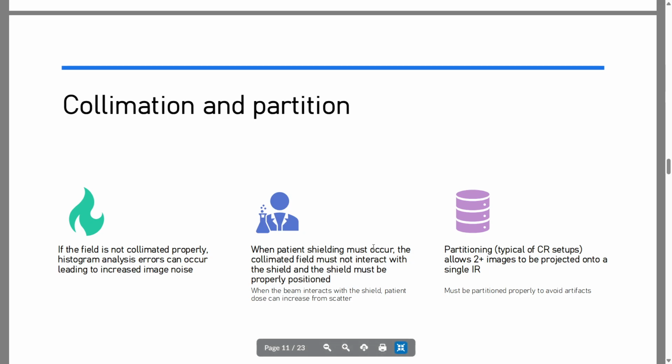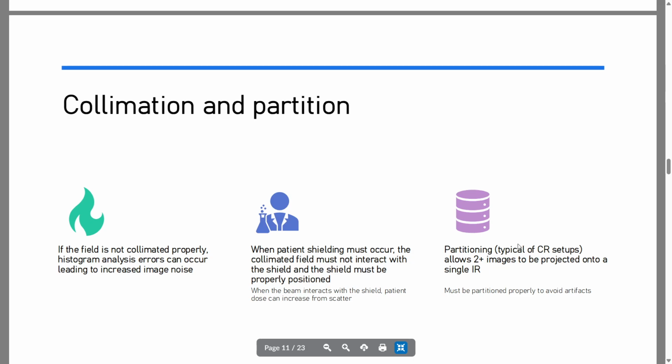When patient shielding occurs, you can't have that shield within the collimation field, any of that lead shielding. Because the beam interacts with the shield, and therefore you will be getting a small increase of patient dose from the scatter radiation. So it's essentially causing kind of a rebound of those electrons off of that shield and toward that patient possibly. So whenever you do shielding, make sure that it's outside of that field of image.